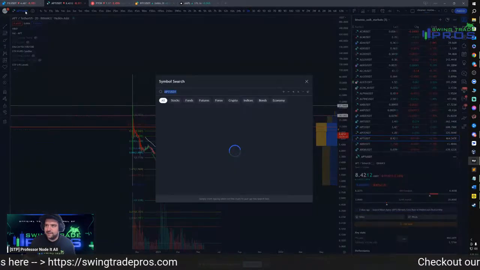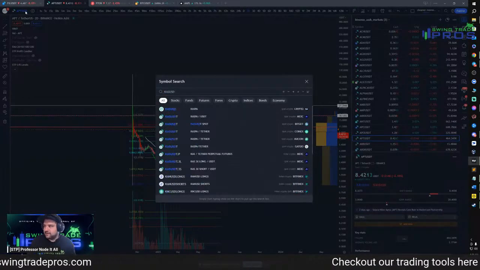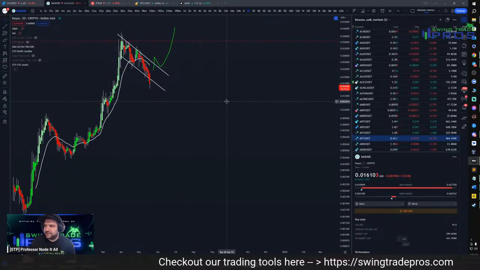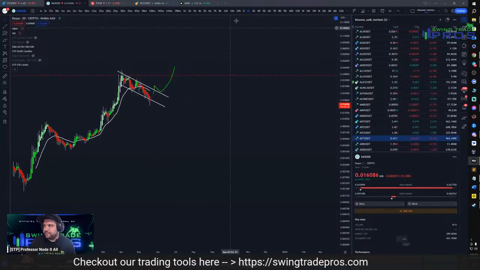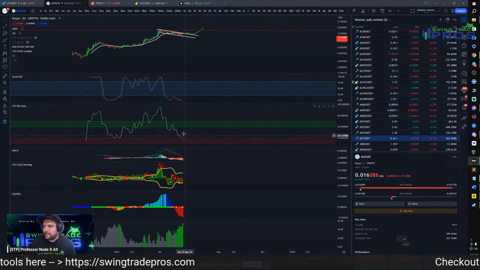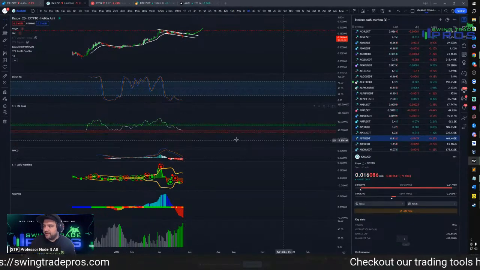CAD's getting wrecked. Yeah. Well, I mean, it's in that downsloping flag. It still has room to go down on the oscillator too, right?